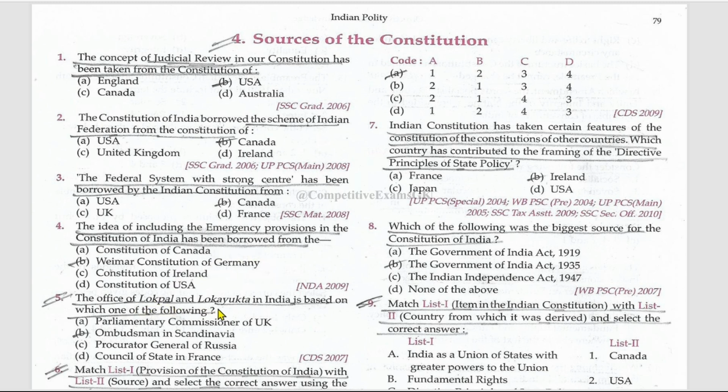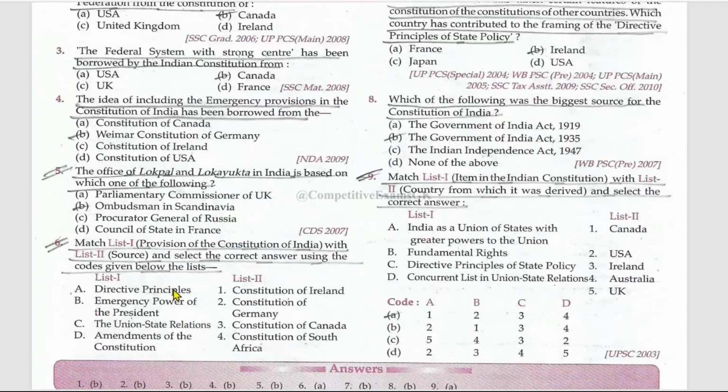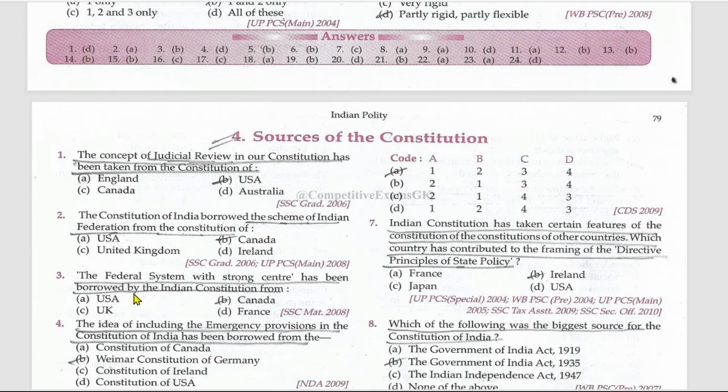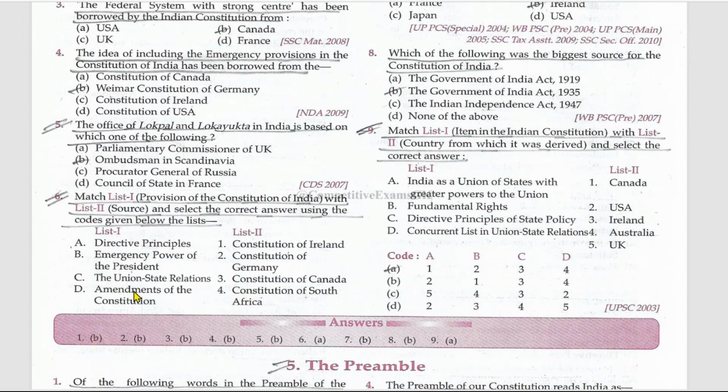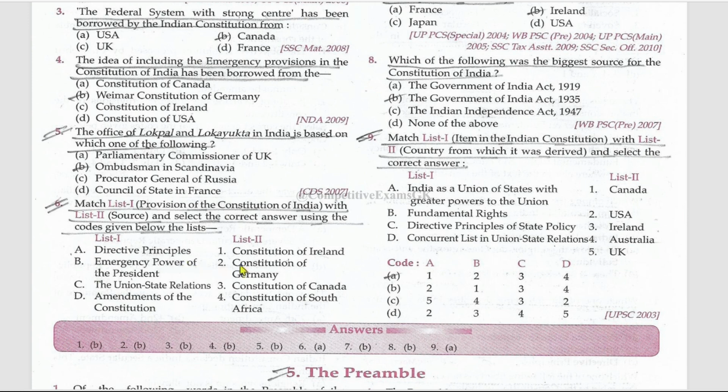The office of Lokpal and Lokayukta in India is based on which of the following? Ombudsman in Scandinavia. Matching. List one is the provision of Constitution of India and list two is the source. Preamble. Directive principles. Constitution of Ireland. These are taken from Ireland. Emergency provisions of President. These are taken from Germany. The Union and State relations. This is taken from Canada. Amendments of the Constitution. This is taken from South Africa.